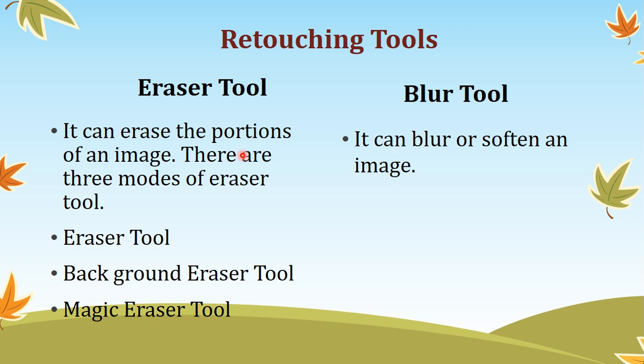Next is the eraser tool. It can erase portions of an image. There are 3 modes of eraser tool. The eraser tool can erase only the required shade from the front layer. The background eraser tool will erase the background also, till the grid is shown on the image. And the magic eraser tool works for erasing pixels from similarly colored areas, right? It will erase the same colored pixels from the adjacent areas.